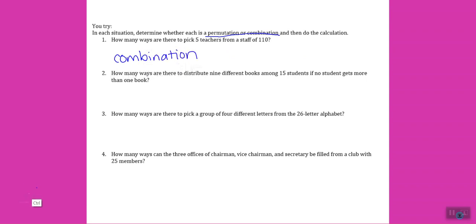How many ways are there to distribute 9 different books among 15 students if no student gets more than 1 book? Since the books are different, the order that we hand them out is going to matter because that means different kids are getting different books. So this is a permutation. How many ways are there to pick a group of 4 different letters from the 26-letter alphabet? Since it's just a group and not a word, this is a combination.